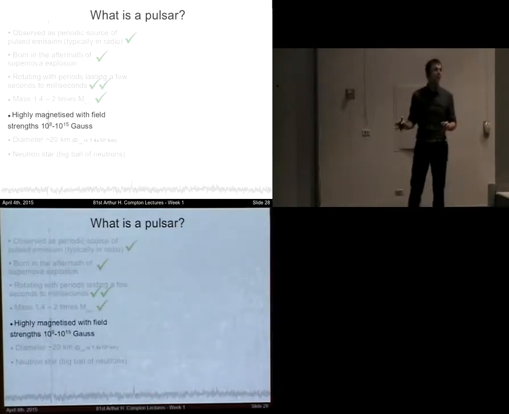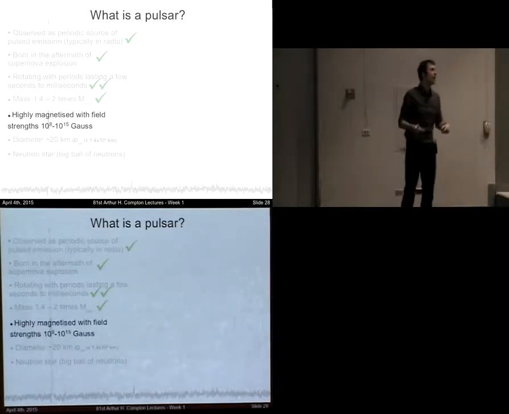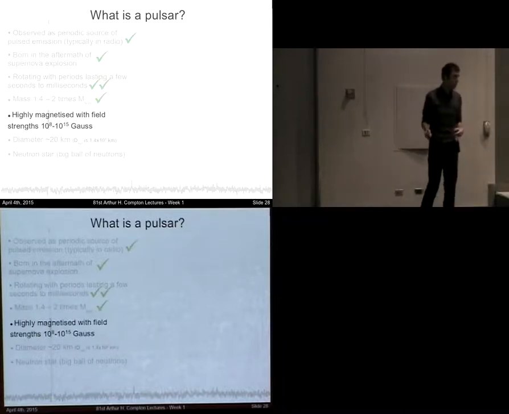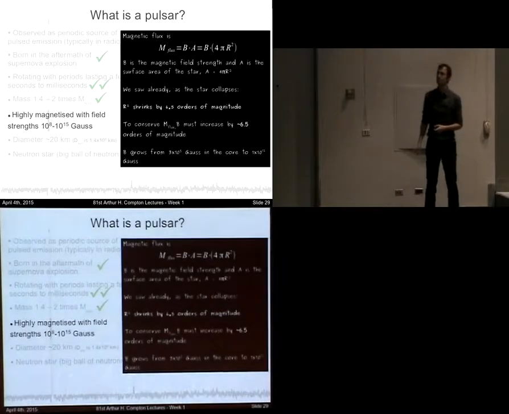Now we're going to get into maybe things that are a little more difficult to explain, but I'm going to do my best. How is it that we know that they're so highly magnetized? I told you that we've measured magnetic fields of 10 to the 8 to 10 to the 15 Gauss. How is it that we can measure the magnetic field of something like this?